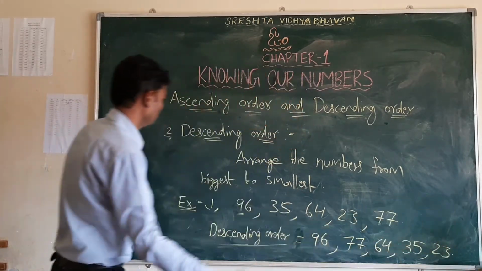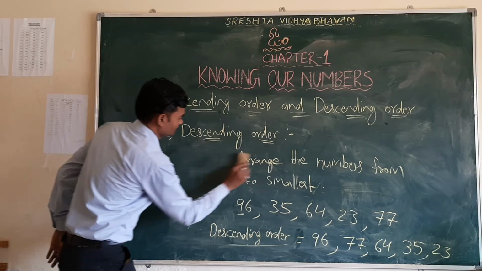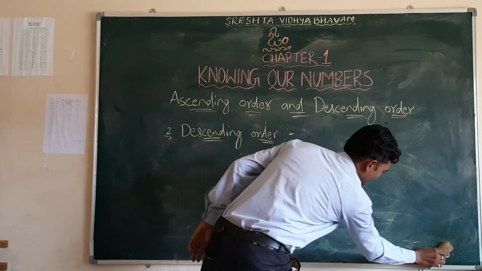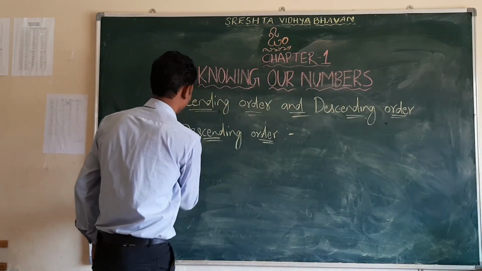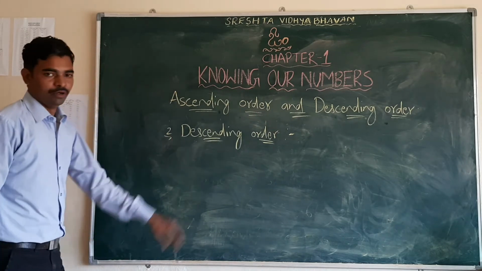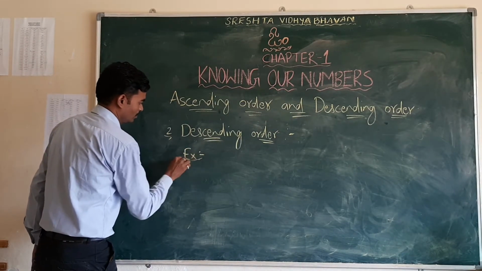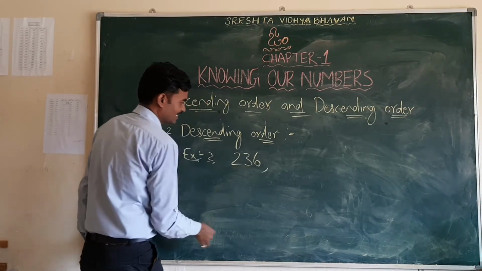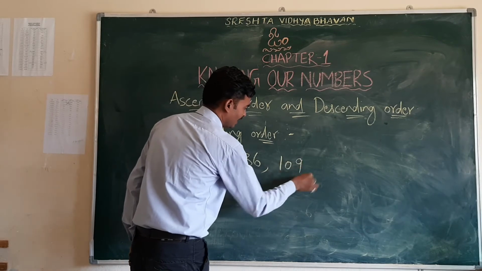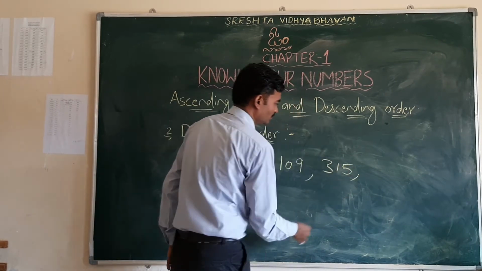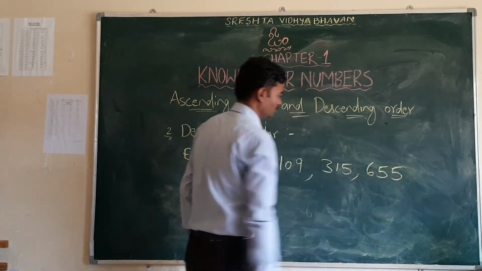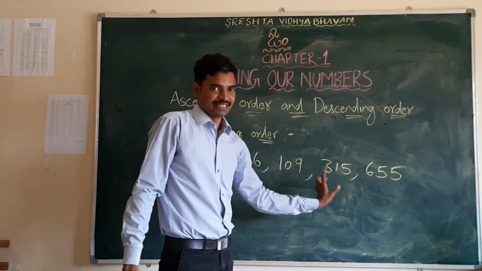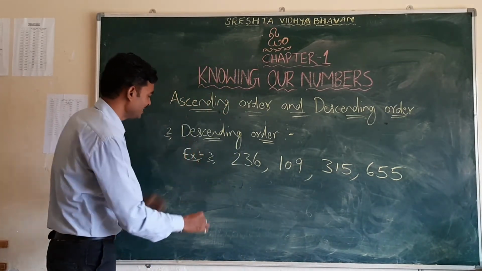Now take another example on descending order. Now, second example: 236, 109, 315, 655. Now, these are the four numbers, each with 3 digits. Now, arrange them in the descending order.